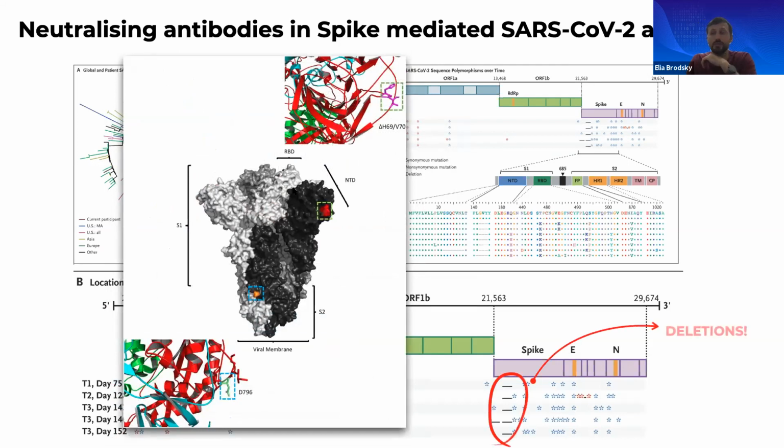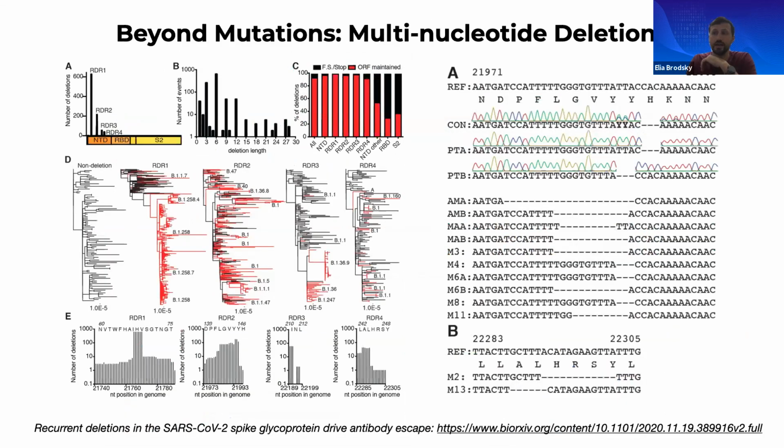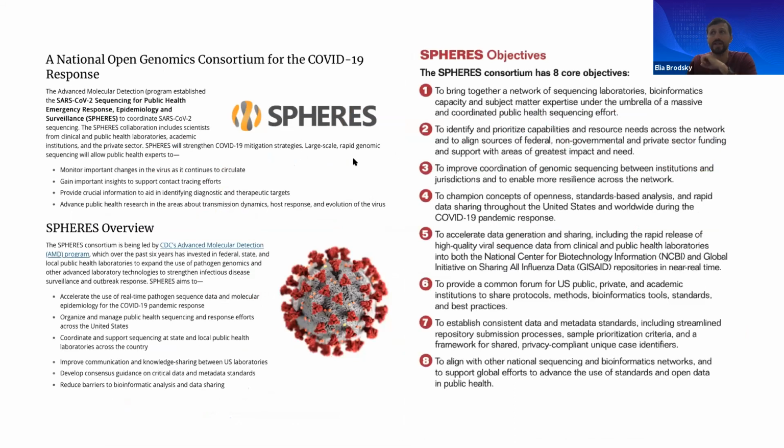We'll also talk about some of the additional things that are not as highly described in literature, not just mutations, but actual long deletions that are observed in long-term infection studies. And we'll talk about the National Open Genomics Consortium for the COVID-19 Response, or SPHERES. What is NIH, what is CDC doing to address some of these topics?